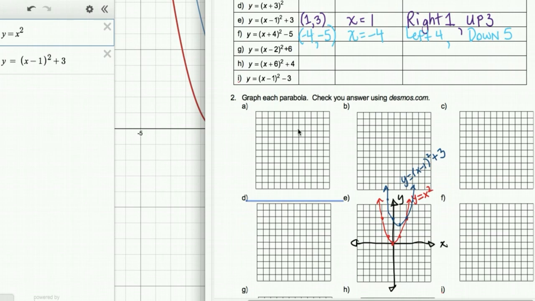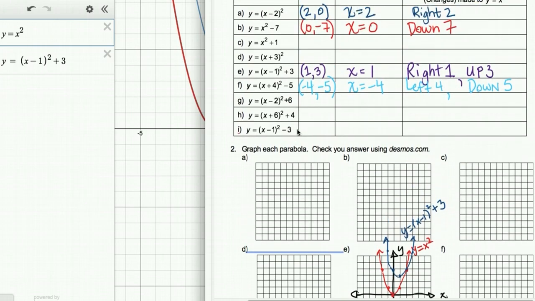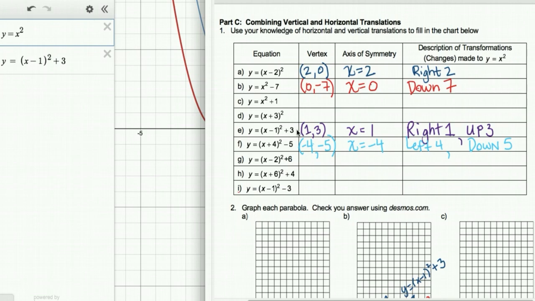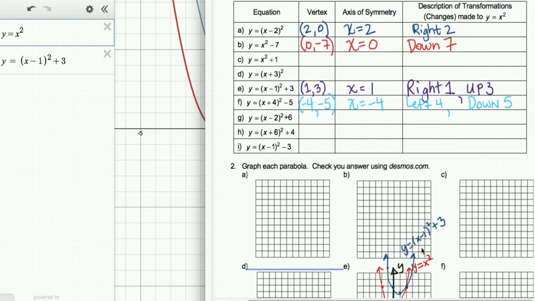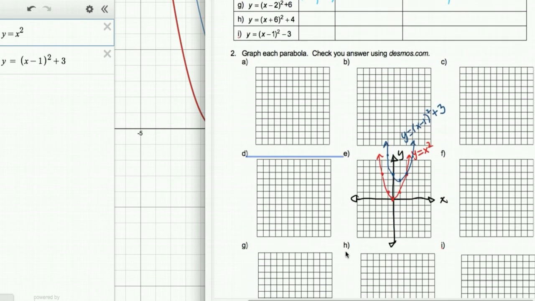Okay, so hopefully now you have a good understanding of vertical and horizontal translations of quadratic graphs. So go and finish these off, practice a few more graphs, and try the checkpoint once you're ready. All right, good job.